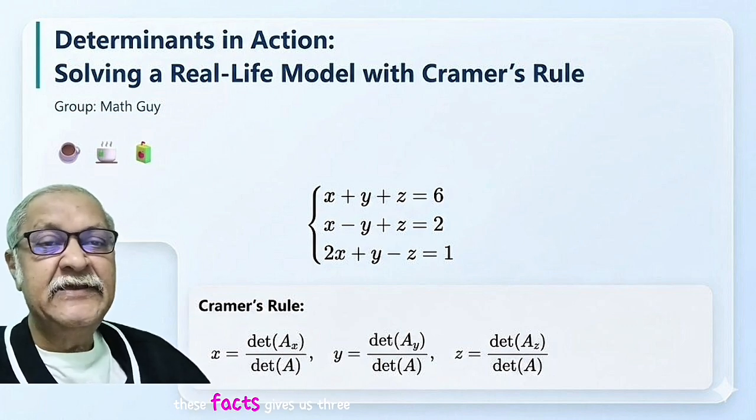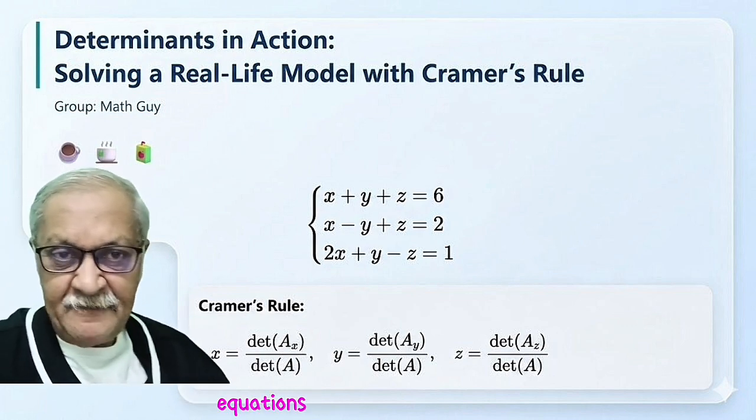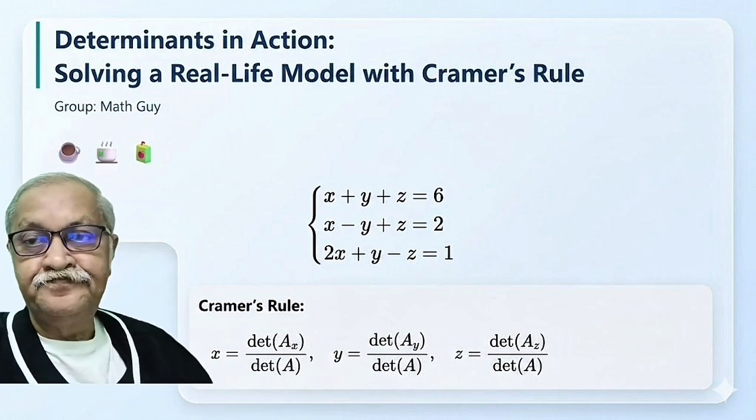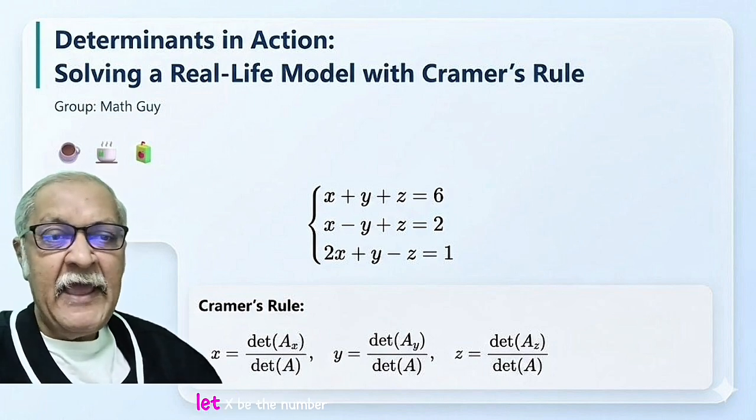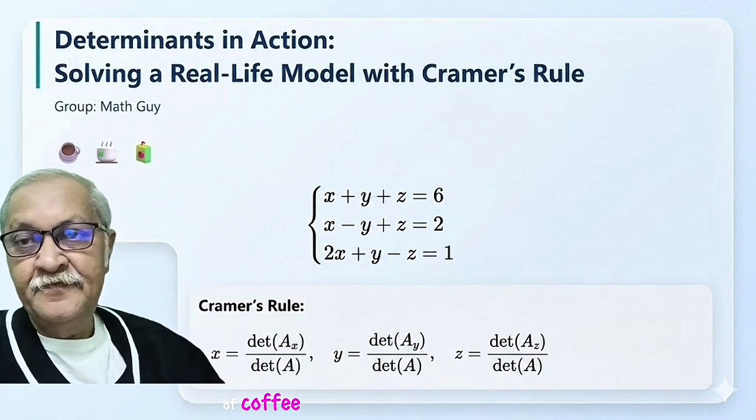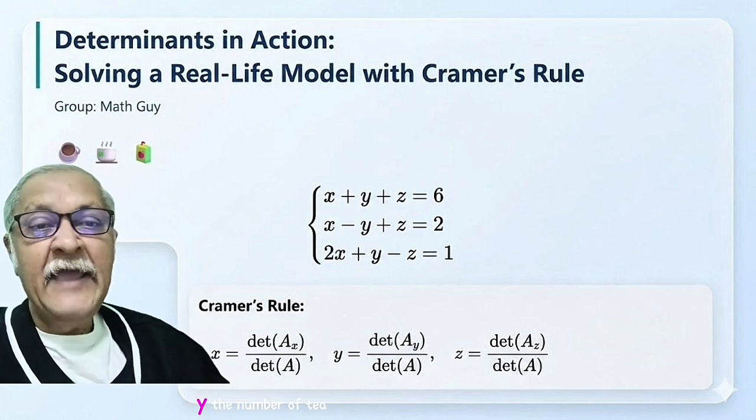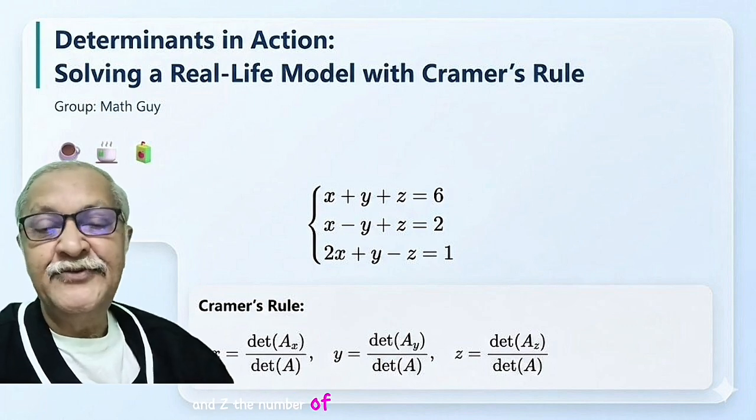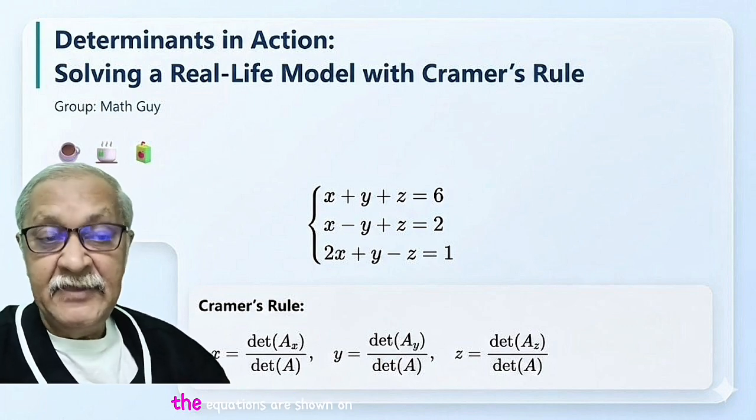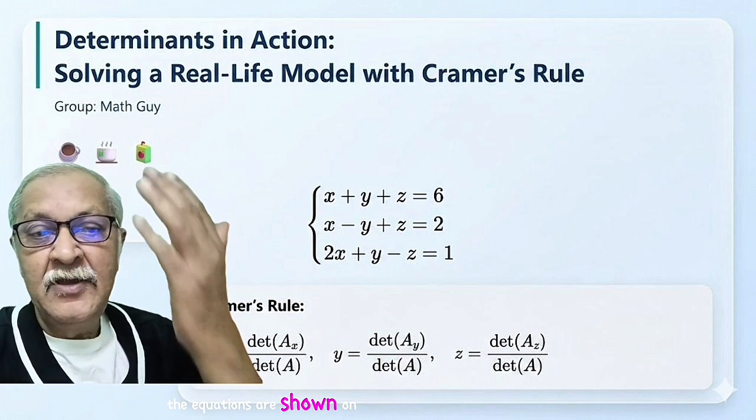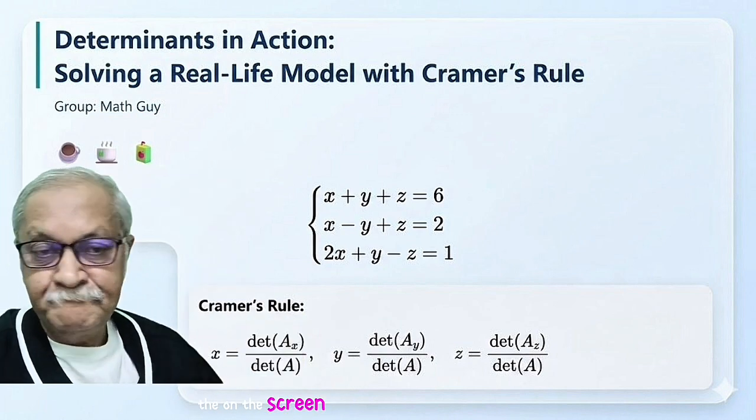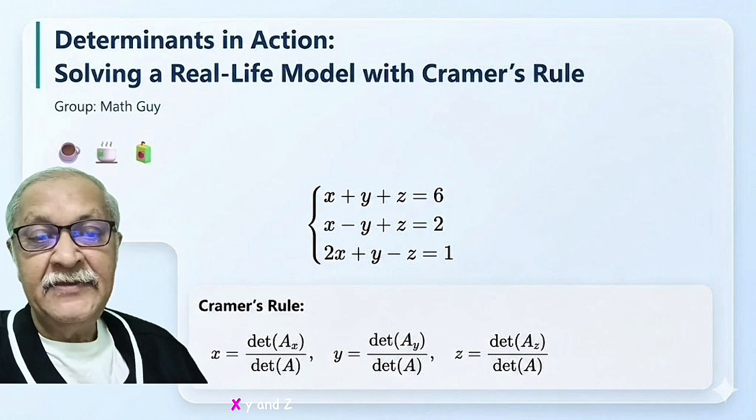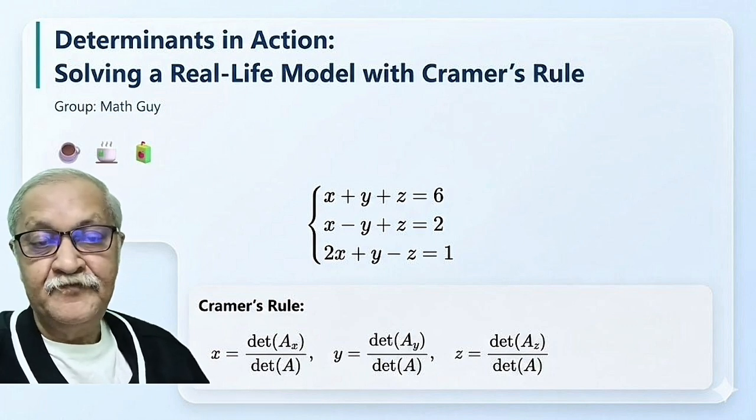These facts give us three equations, which you can see on the screen. Let x be the number of coffee, y the number of tea, and z the number of juice. The equations are shown on the screen. Now we want to find x, y, and z.